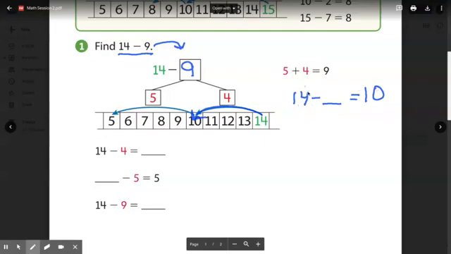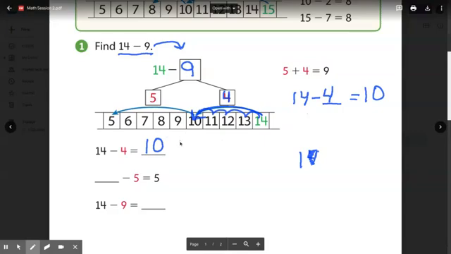Some of you are going to know, well, if I have a 14 and I need a 10, I'm just going to get rid of those 4 ones. So 14 minus 4. 14 minus 1, 2, 3, 4. 14 minus 4 is 10. Fill that in over here. And I like to write it over here too.